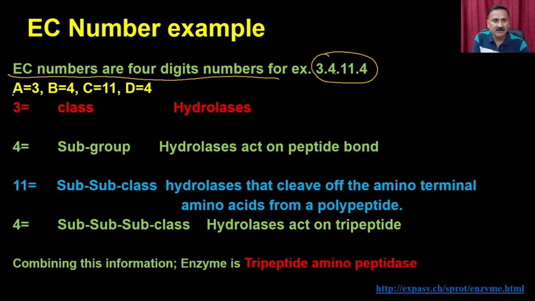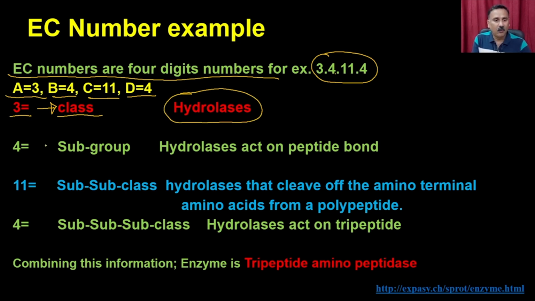So what it says is A is equal to 3, B is equal to 4, C is equal to 11 and D is equal to 4. So when it says A is equal to 3, 3 means it is actually corresponding to the class of that particular enzyme. So if in front of the class it is saying 3, then the enzyme is belonging to a group which is called the hydrolases.